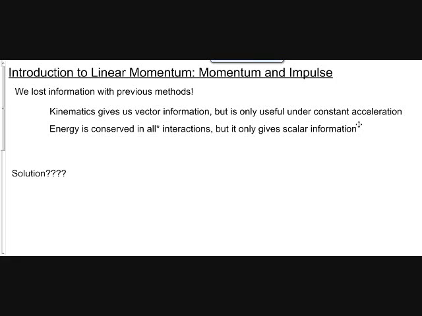To try and get away from this idea of constant acceleration, we looked at energy. Energy is conserved in all interactions. But the only problem with energy is that it only gives us scalar information. If you remember, we never dealt with vectors with energy because they're only scalars. You might notice I have a little asterisk here. You may remember from grade 11 that we have mass-energy interactions, but that's a little beyond where we want to be right now. So right now, let's just say that energy is great, and more useful sometimes than kinematics, but it only gives us scalar information.